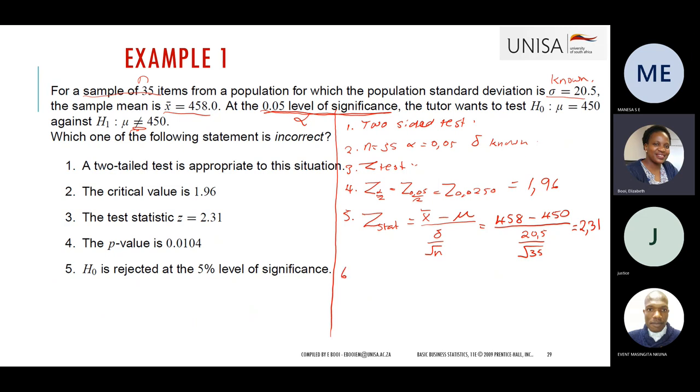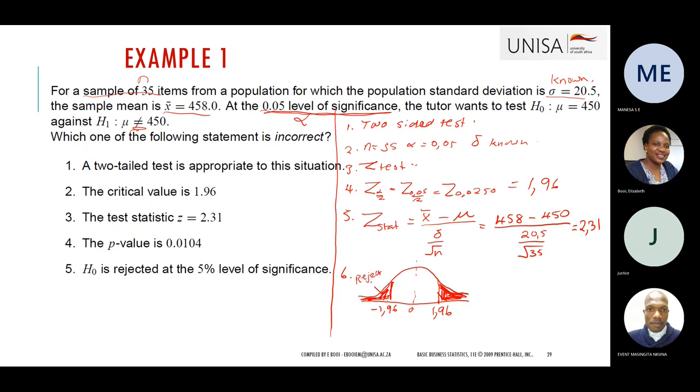So now I can go and make a decision. Step six, let's make a decision. We make a decision by drawing this normally distributed curve. I know that my critical value was 1.96. Anything that falls beyond my critical value of 1.96 here, I'm going to reject. This side will be negative because, remember, for a normal distribution the mean is always equal to zero, in the middle. On this side, we can also create another region of rejection because it's a two-sided test, so that will be negative 1.96. Anything that falls here, we're going to reject the null hypothesis. Anything that falls here, we're going to reject the null hypothesis.